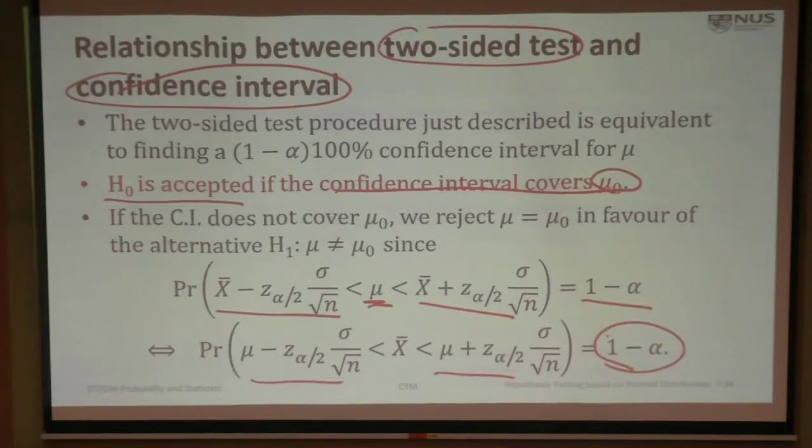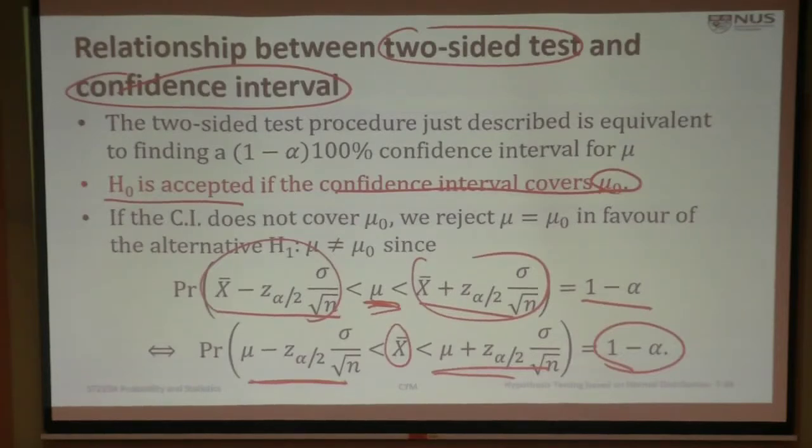So the lower statement is the chance that X bar falls within the acceptance region with probability 1 minus alpha. And this event, that X bar falls within the acceptance region, is the same as the confidence interval covering mu with a confidence of 1 minus alpha. So in other words, your decision of do not reject the null hypothesis is the same as looking at your realization of your confidence interval. If it covers mu naught, then that means we do not reject the null hypothesis.